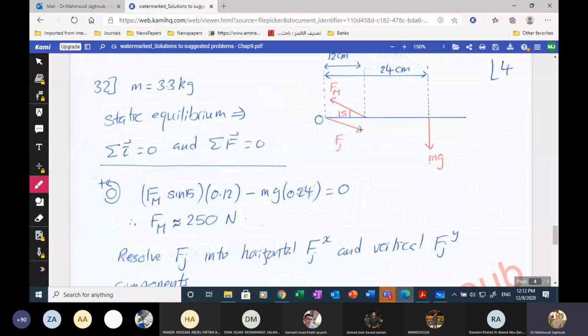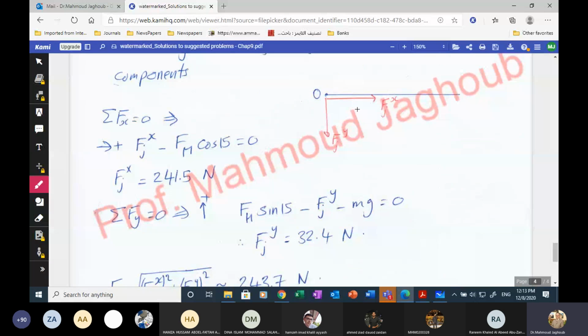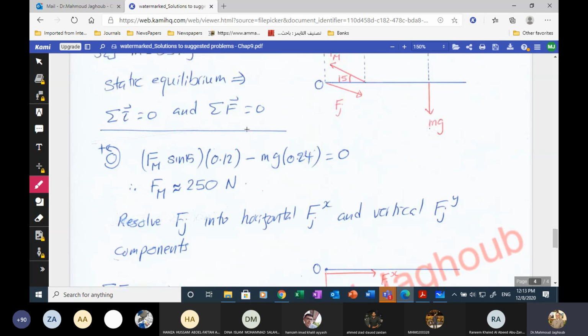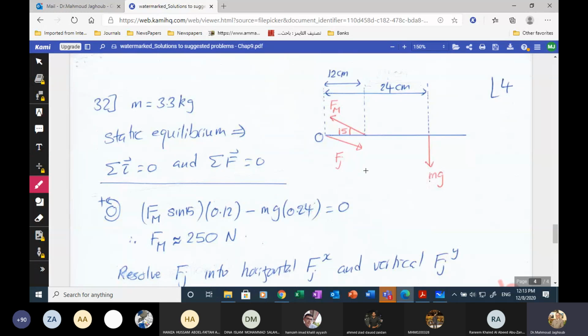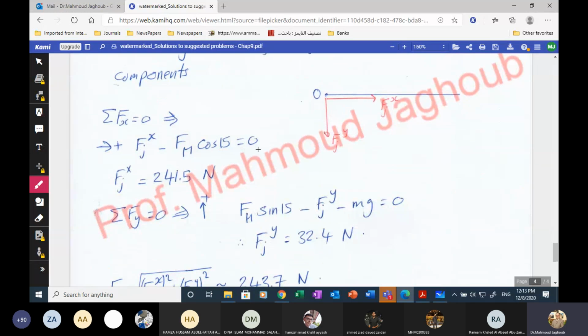Okay, how do I find Fj, which is the joint force? He's given me the direction of Fj. So I say that Fj has a horizontal component and what? A vertical component. And apply that sigma Fx equals 0. If sigma Fx equals 0, the only forces acting along the x-axis are the horizontal force of Fj in this direction and the horizontal component of the muscle force, which is Fm cosine 15. So I get that equal to 0, and immediately I get Fjx equals to that.